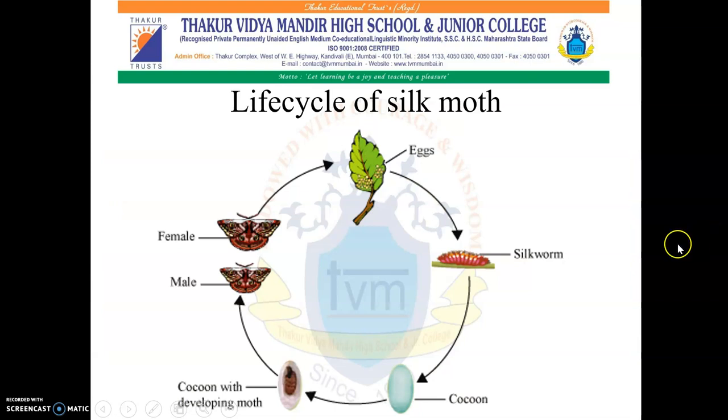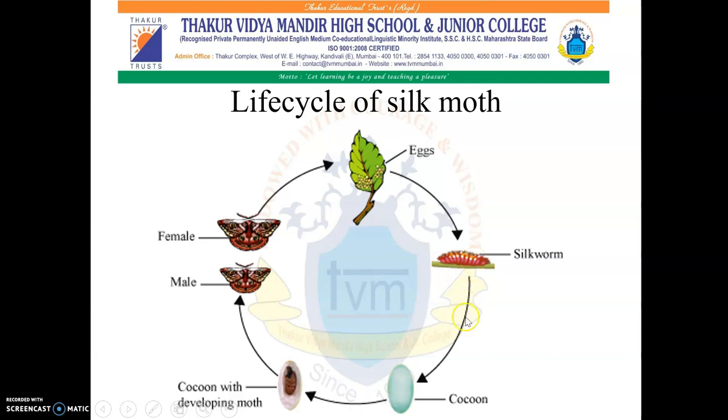So students, as shown in the video, silk threads are obtained from the worm, that is silkworm. How are silkworms formed? They are formed from the moth. This moth can be a male or a female. The female moth lays eggs. From these eggs, a larva is produced. This larva is nothing but a silkworm.